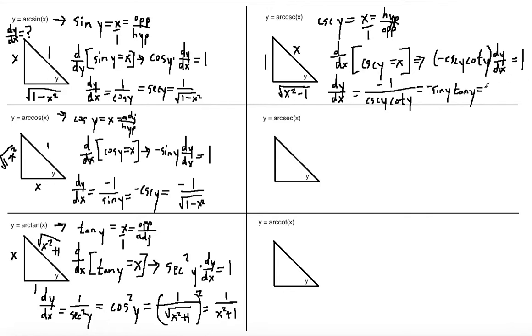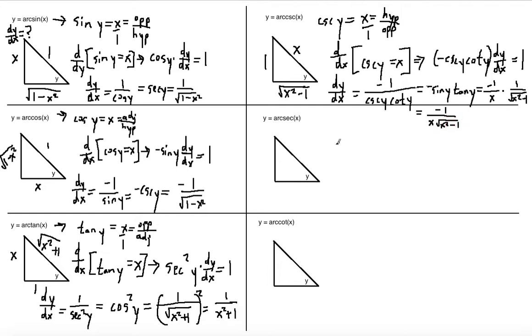Back again. Opposite over hypotenuse, opposite over adjacent. I'm going to bleed into the next section just a little bit. That gives us that the derivative of an arc cosecant is negative 1 over x times our square root of x squared minus 1.